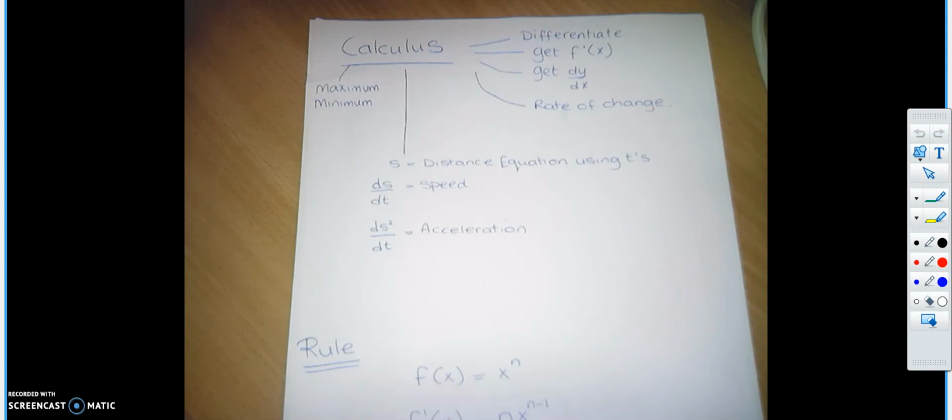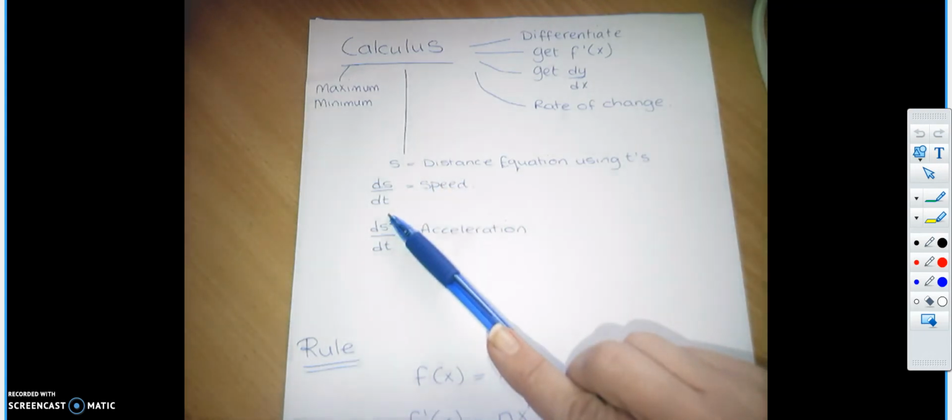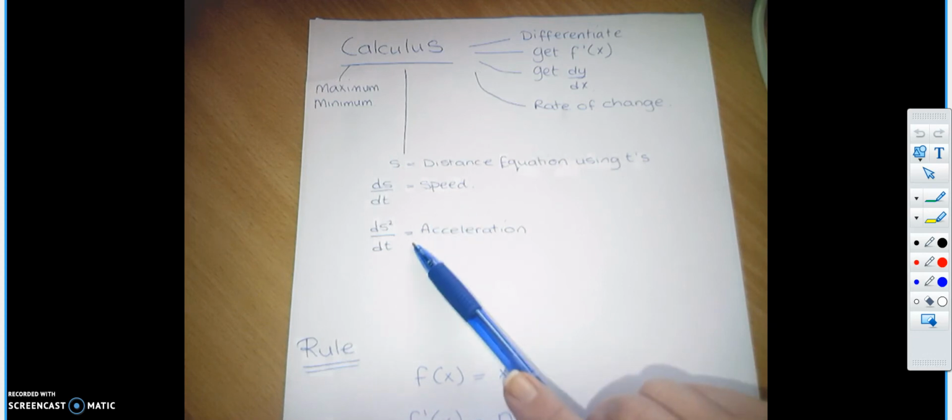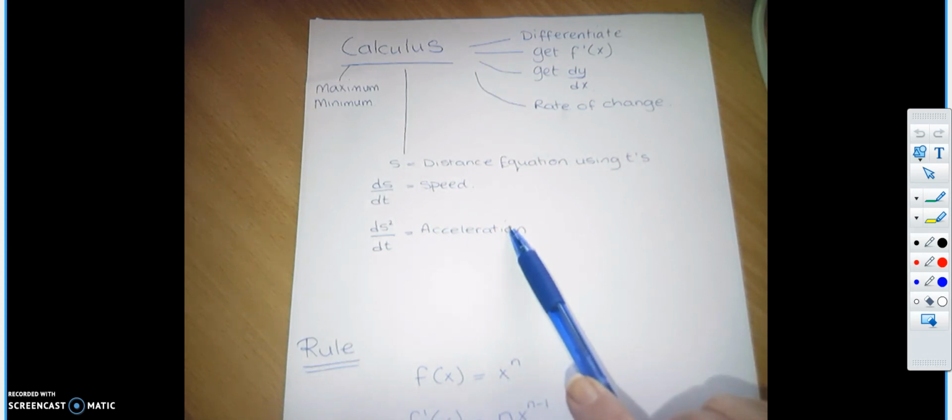Another favorite of the Leaving Cert is that they will give you an equation, and the equation is called S, and S represents distance. It will be written using t's. So if you differentiate that function, you will get ds dt. ds dt stands for speed. If you differentiated speed, you would get acceleration, right?